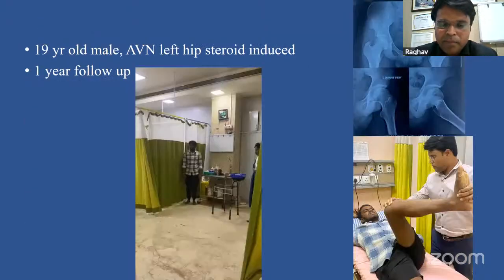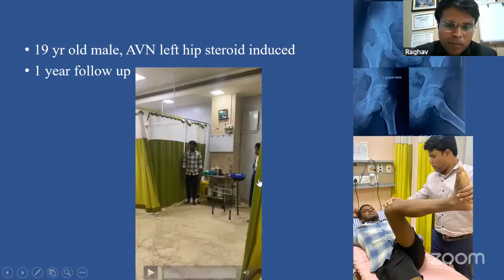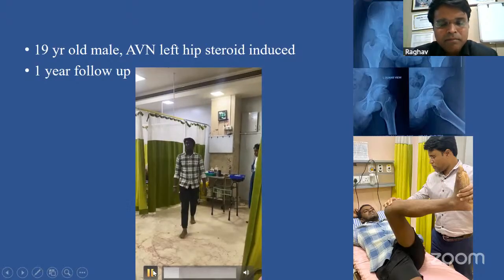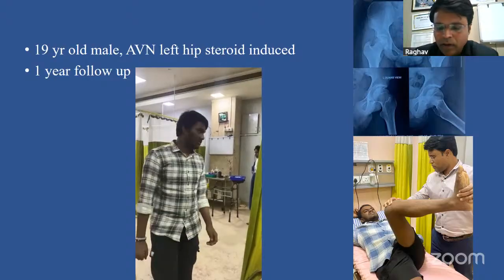Now, this is another patient of mine, a 19-year-old, again steroid-induced AVN of the left hip. I have a 1-year follow-up, and we can see impingement is positive on flexion, adduction, internal rotation, and this is the X-ray. He had a small cam deformity, so I had to do a cam osteoplasty and arthroscopic assisted core decompression. Now at this 1-year follow-up, he is again walking pain-free.